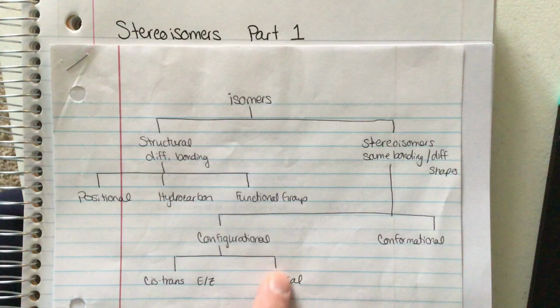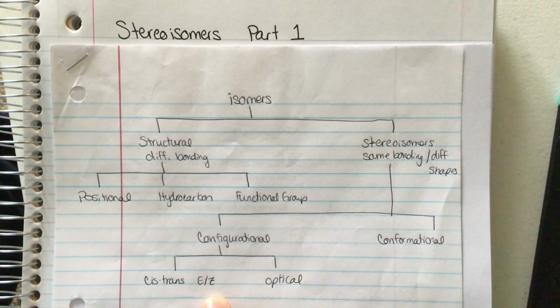So this is where we're going to spend most of our time, because configurational isomers have a lot to do with biochemistry, and they have a lot to do with healthcare, and so I'm going to show you some examples of that as we go. Specifically, we're going to do cis, trans, E, and Z today, and we'll do optical next time.